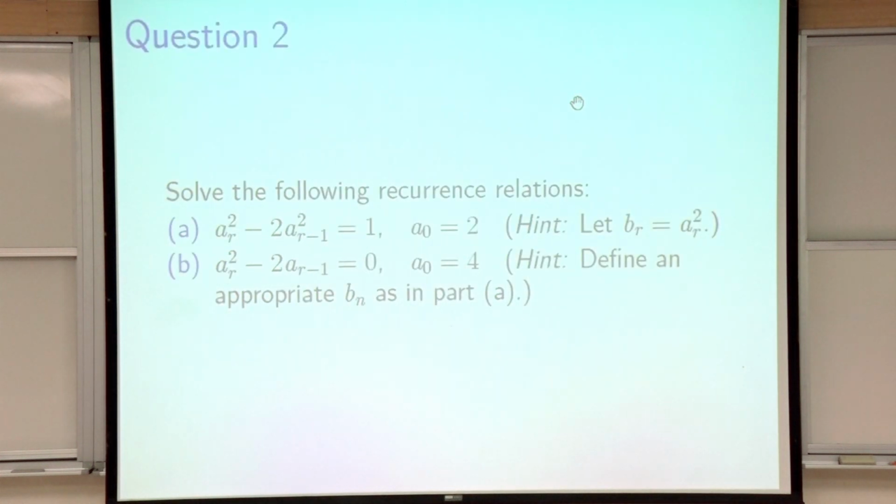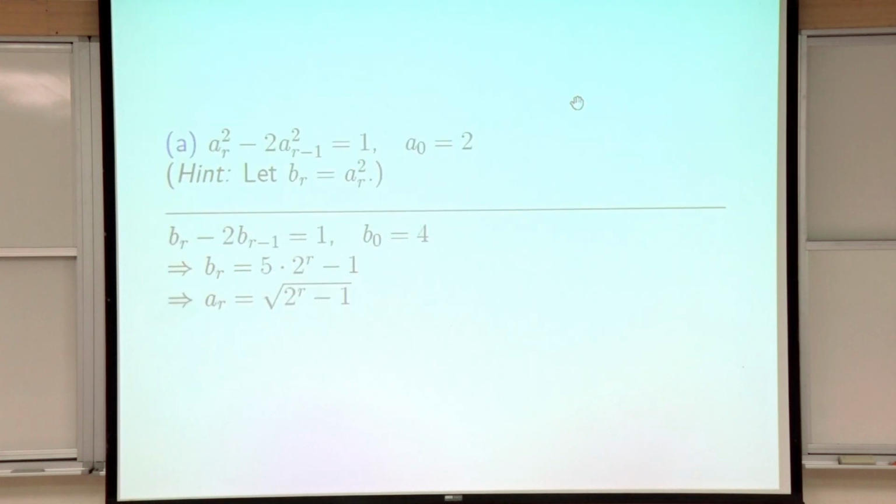And question 2 wants us to solve the following recurrence relation, but here we have a_r squared minus 2a_(r-1) squared is equal to 1. So the hint is we let b_r equal to a_r squared. Then we get b_r minus 2b_(r-1) is equal to 1, and b_0 is equal to 4. We solve the recurrence relation for b_r first. We get b_r is equal to 5 times 2 to the power r minus 1.